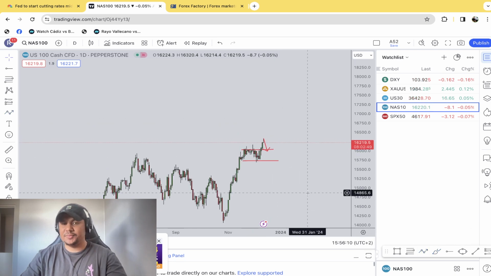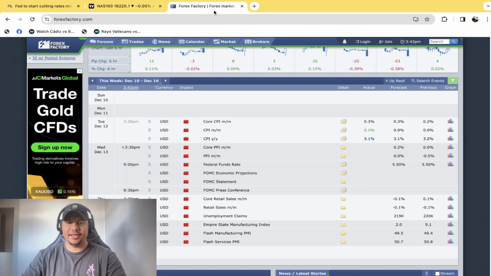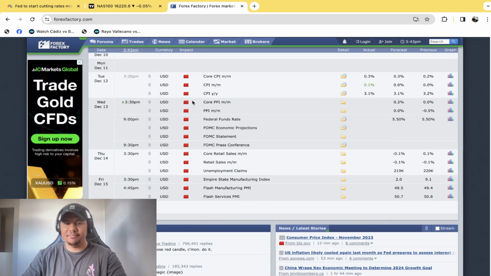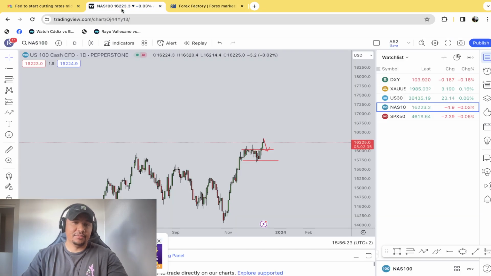Like I said before, pullback expected. From there, I'll give you guys another update. Remember, we have a lot of news still coming through this week, so please trade cautiously and make sure that you manage your risk properly.